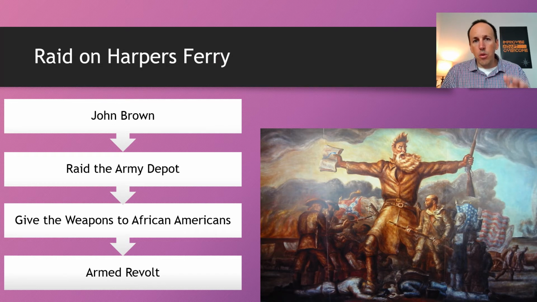Okay, little review. We had something called the Raid on Harper's Ferry. John Brown, he's an abolitionist, but he's also willing to do something about it. He's going to raid the Army Depot at Harper's Ferry. His vision is he's going to pass out the weapons to the African Americans, and then he's going to take his militia down south, and they're just going to free the slaves right then and there. They're just going to arm the slaves and have a rebellion. That's the Raid on Harper's Ferry.